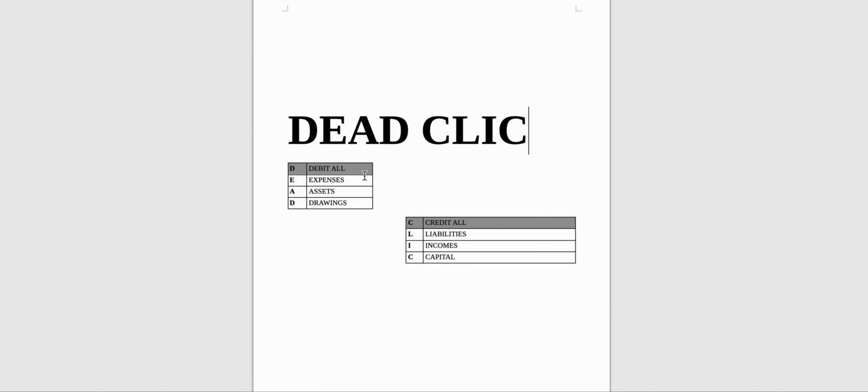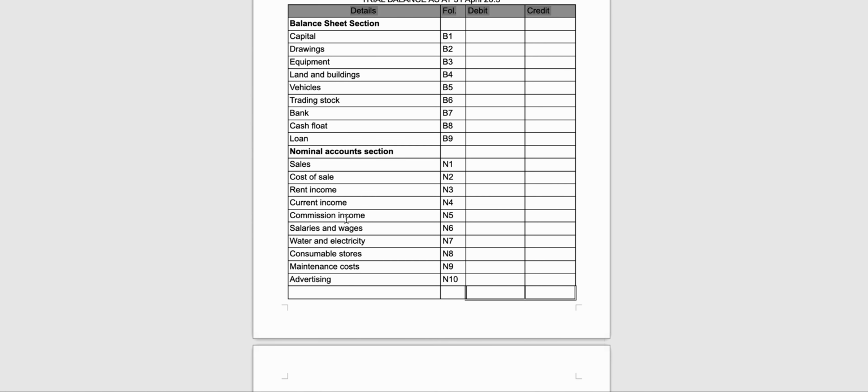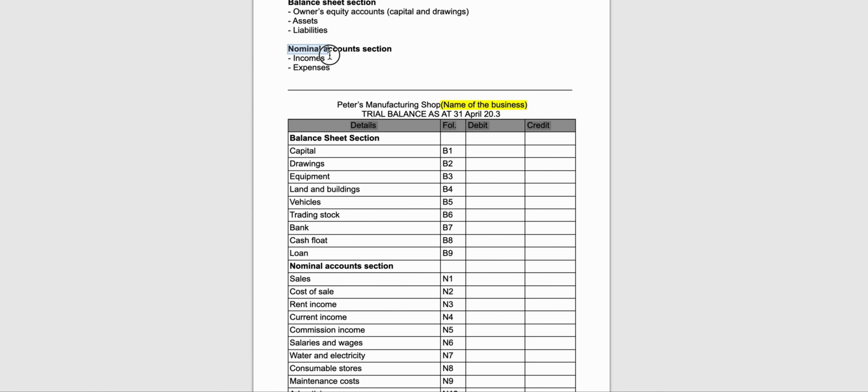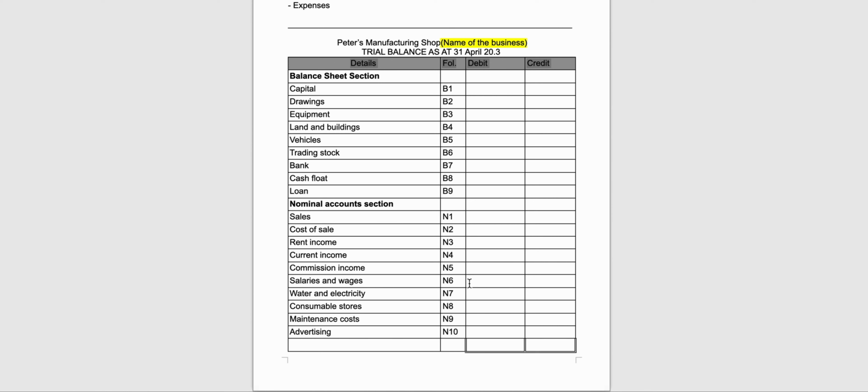So now let us go and record the amount in our trial balance. So can we please first focus on the debit? So we are going to debit all the expenses, we are going to debit all the assets, and then we debit all the drawings. All right, so first we debit all the expenses. Our expenses are obviously in the nominal account section, because, as per this information I have given you at the top here, our expenses are in the nominal account section. So you are going to look for your expenses and you take the amount of your expenses and you put them on the debit side.